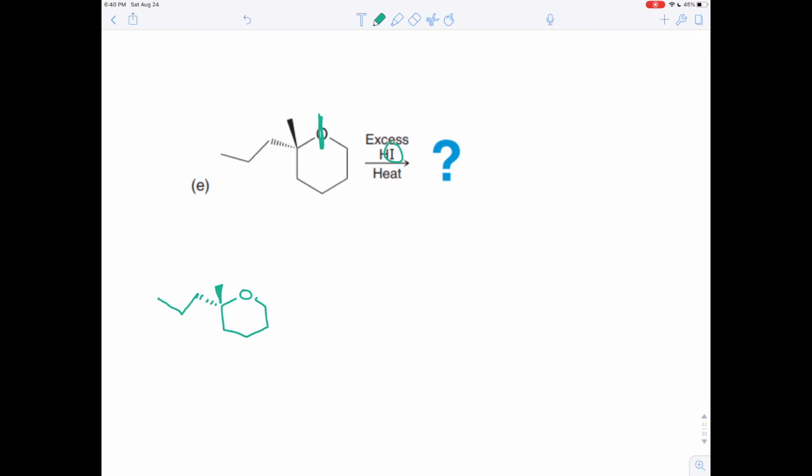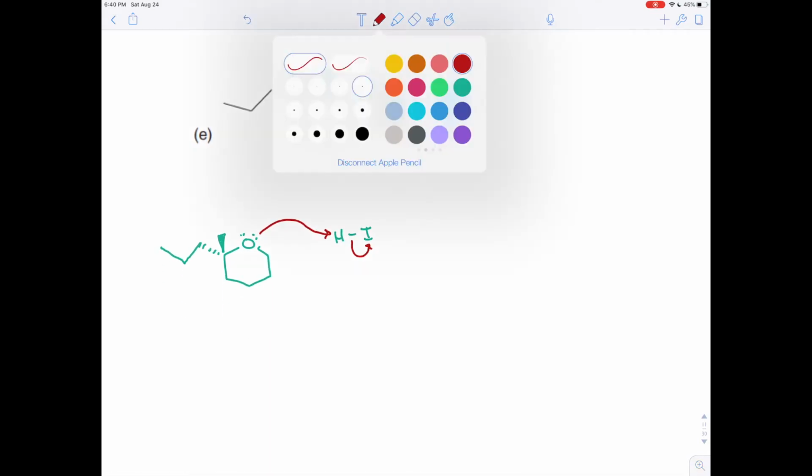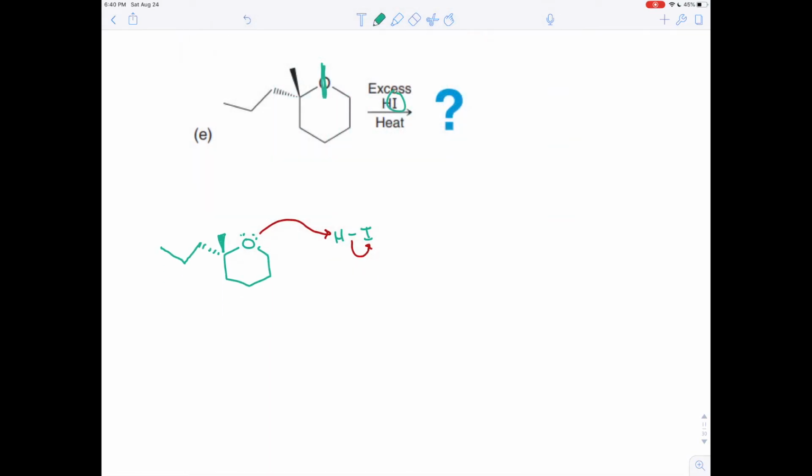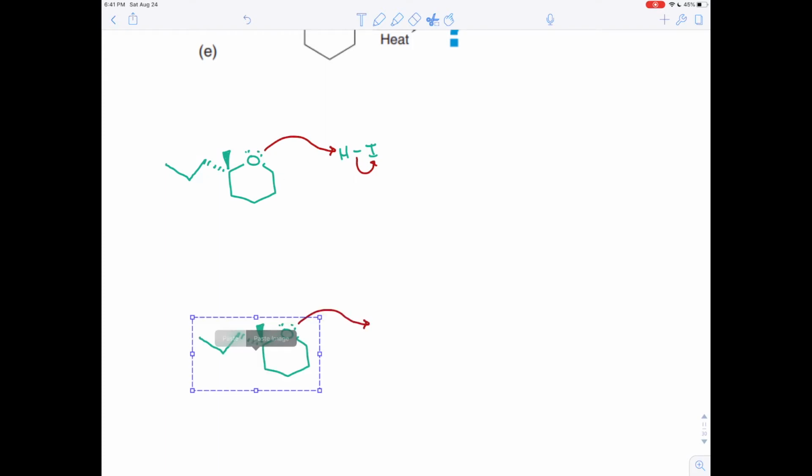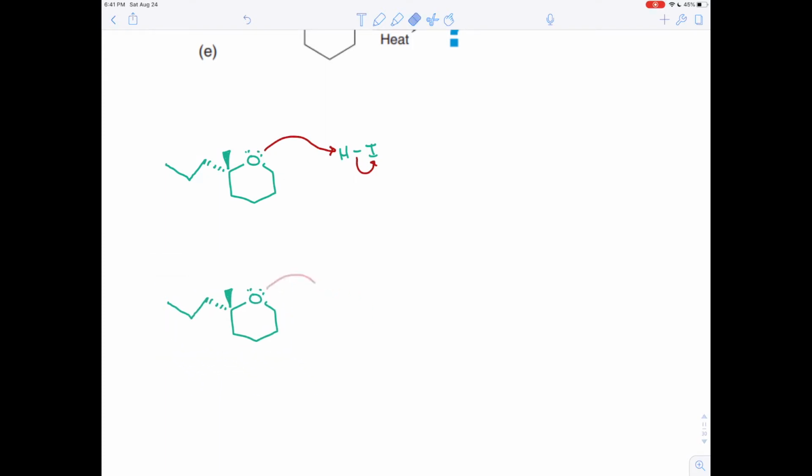Okay, so that's our ether. What would happen here, as we saw before, the first thing that happens is the oxygen attacks the hydrogen of the acid, electrons go onto the halide, and that would give you this.